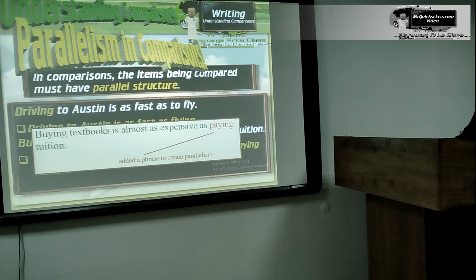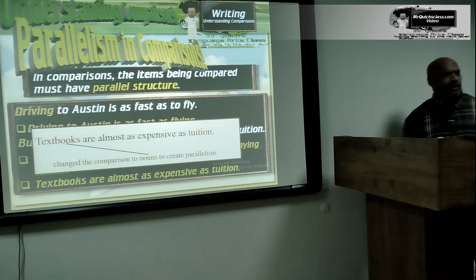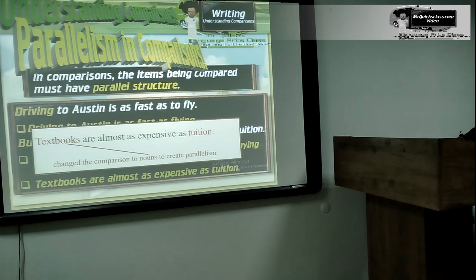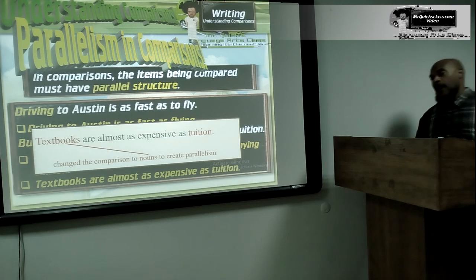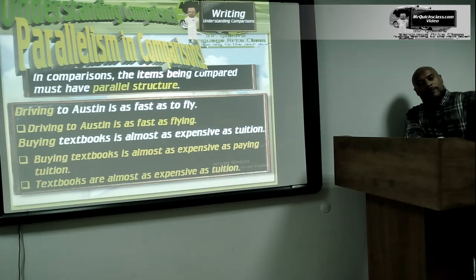Anyway, it can be corrected in another way. Textbooks are almost as expensive as tuition. I thought I heard somebody say this one. There it is. Moving on.